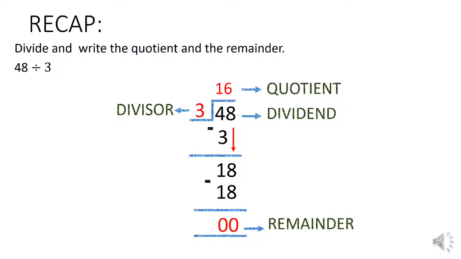Divide and write the quotient and remainder. 48 divided by 3. So here 48 is the dividend, 3 is the divisor. After dividing 48 by 3, we got the answer, that is called the quotient, 16, and 0 is the remainder.